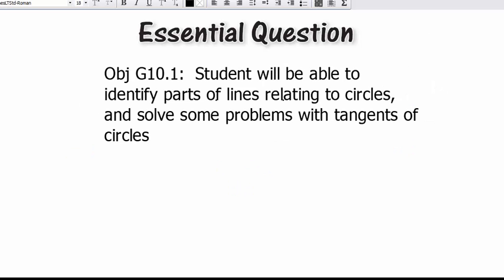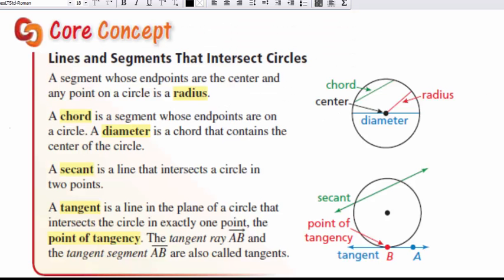So we're going to identify some different parts of lines that are related to these circles, and then solve some problems involving tangents. Tangents are a funny little thing, and they are very related to a circle. These are all different definitions that you're going to need to get used to.